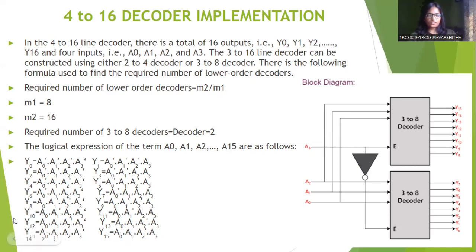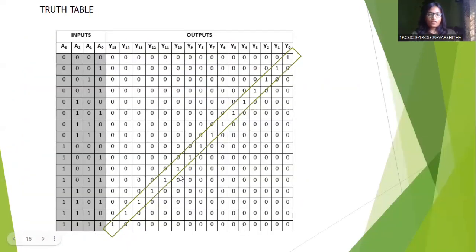Here is the representation of the minterms from Y0 to Y15. This is the truth table for 4 to 16. As we observe in this truth table, in each output signal, only at one state it is active for each input signal.